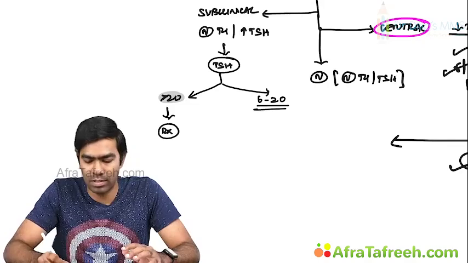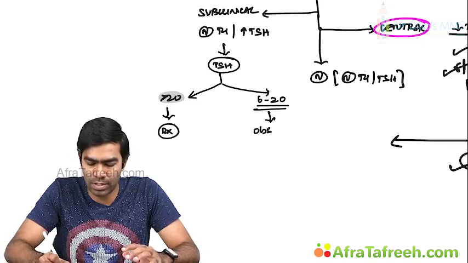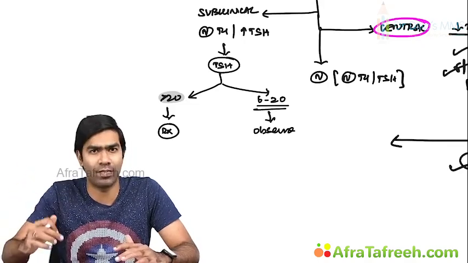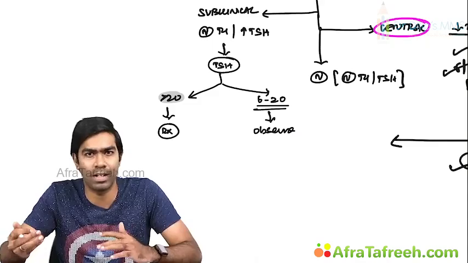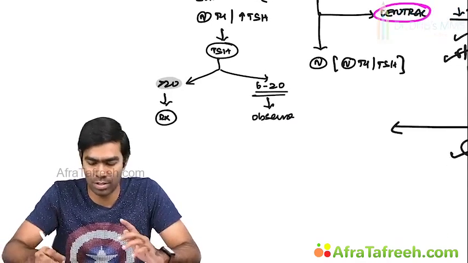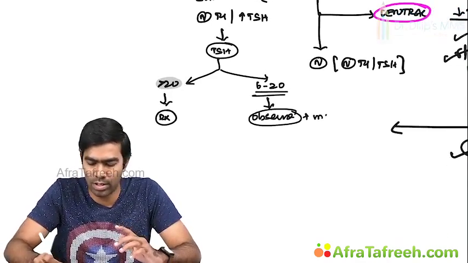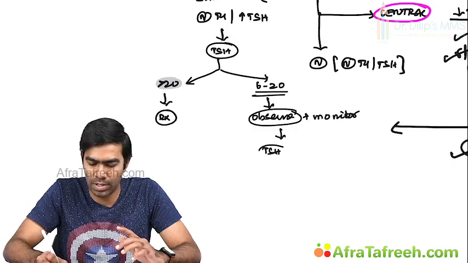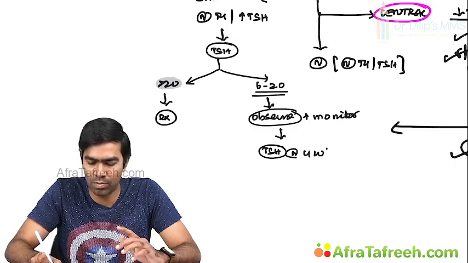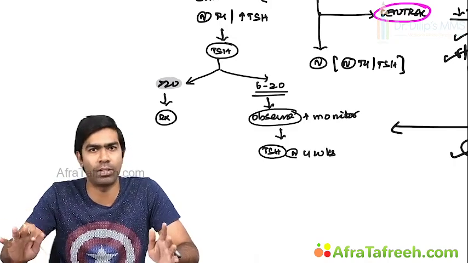And 6 to 20 means you can safely observe these children because you have just done a 1 week TSH. Some children might normalize the TSH a little later. So just observe these children for a while and monitor, and repeat the TSH at 4 weeks. You have to repeat the TSH at 4 weeks. Remember, at 4 to 6 weeks, the TSH should have normalized completely.